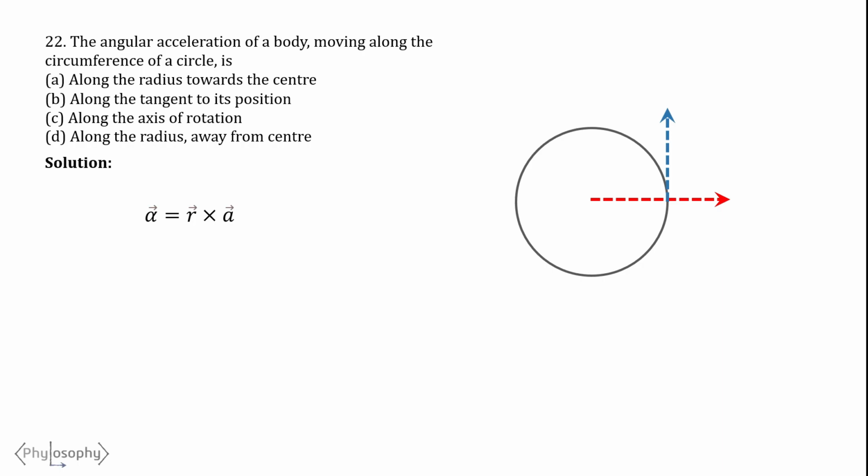Now, angular acceleration is defined as alpha equals r cross a. So, the direction of angular acceleration should be perpendicular to the plane containing both r and a, that is, both the radius vector and linear acceleration. Therefore, option C should be the correct answer, that is, the angular acceleration of a body moving along the circumference of a circle acts along the axis of rotation.